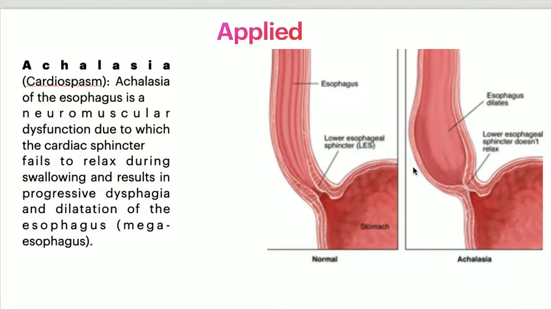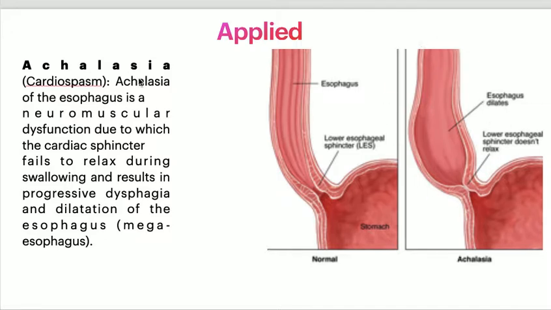So coming to the applied aspect, I told you to keep this term in mind, that is achalasia cardia or cardiospasm. Basically, this is the esophagus, and here at the junction of the esophagus and the stomach is the lower esophageal sphincter. This is the normal condition. In achalasia cardia, this sphincter doesn't relax, causing the lumen of the esophagus to dilate.